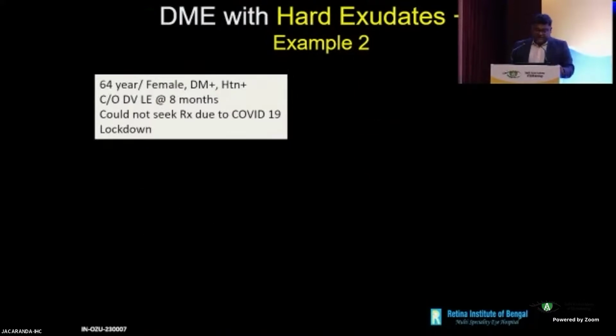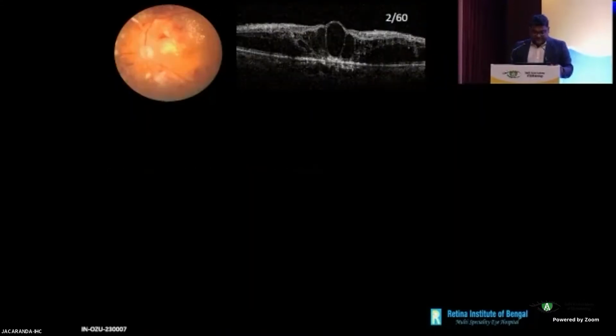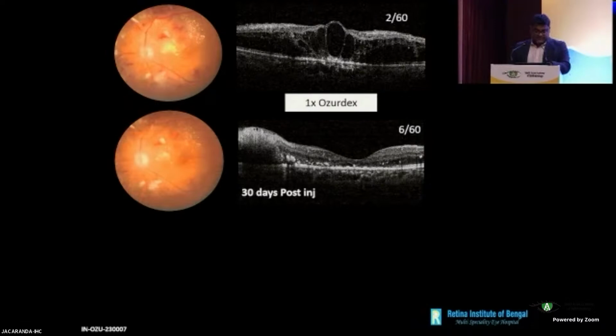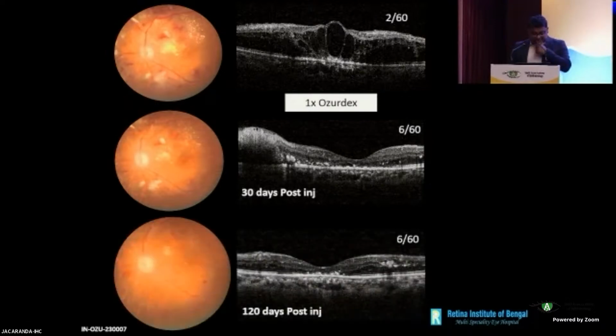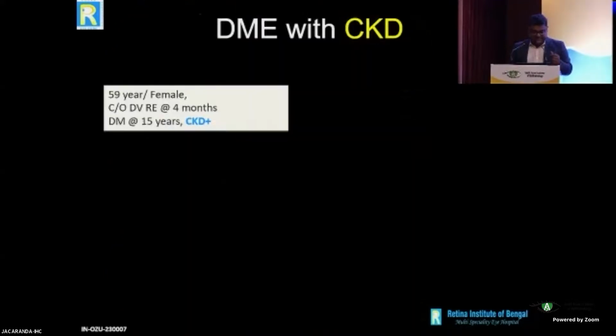So in DME with hard exudates, this is another patient, grossly cystic changes of the macula along with a lot of hard exudates. I give an injection of Ozurdex, significant reduction in the IRF as well as the hard exudates. And this is after 3 months. Again, the fluid IRF is starting to come back, but look at the fundus picture, the beautiful resolution of the hard exudates, which is something we are always worried about migrating under the subfoveal space.